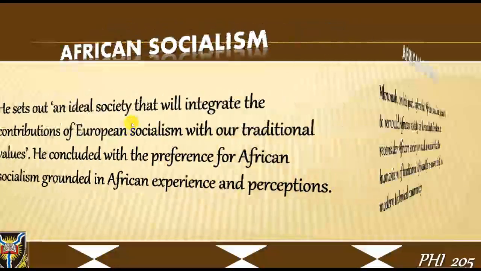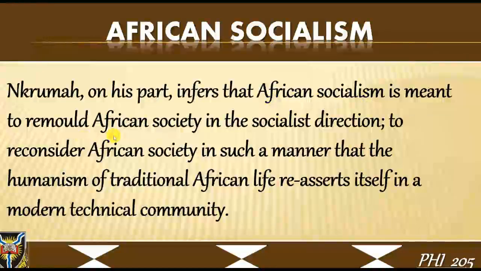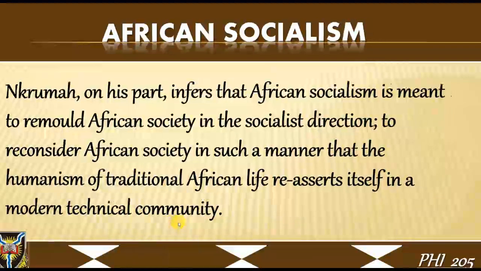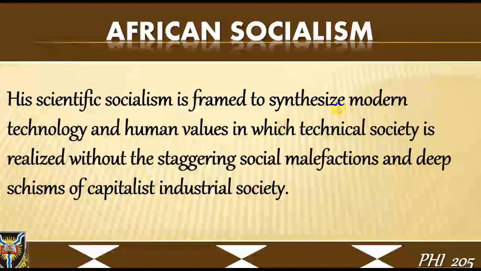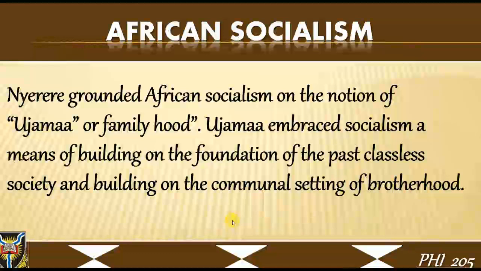Nkrumah, on his part, infers that African socialism is meant to remold African society in the socialist direction, to reconstruct African society in such a manner that the humanism of traditional African life reasserts itself in a modern technical community. A scientific socialism is framed to synthesize modern technology and human values, in which a technical society is realized without the staggering social malaffections and deep stresses of capitalist industrial societies. He believes that this can be achieved through socialization of productive and distributive processes. His brand of socialism is called Consciencism.